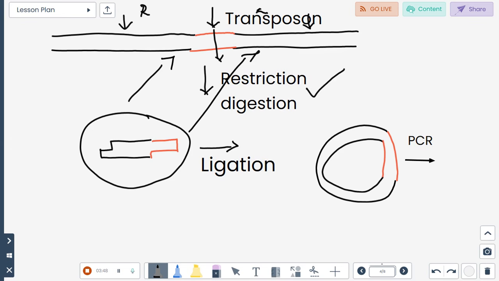So you will get a ligated product like this, which will be circular, and this circular DNA cannot self-replicate because it does not have any origin of replication like a plasmid. Also, make sure that the template you are using has only one transposon region, only one region.